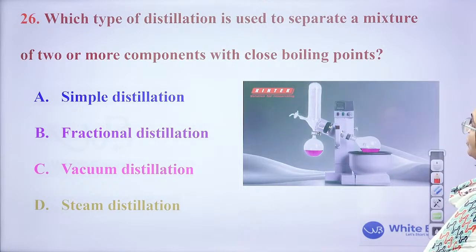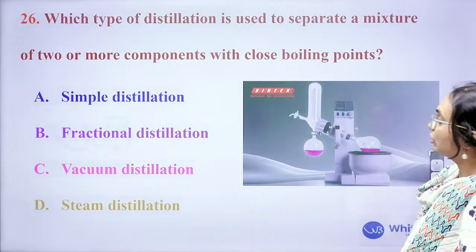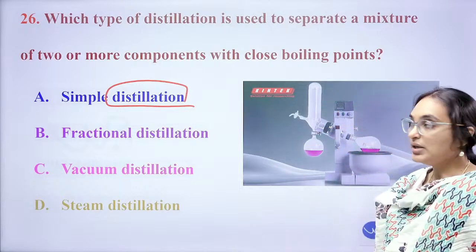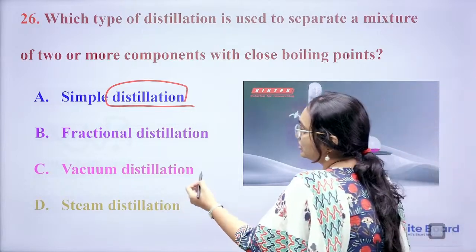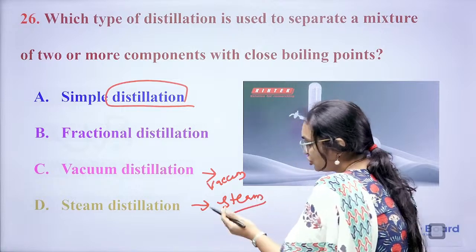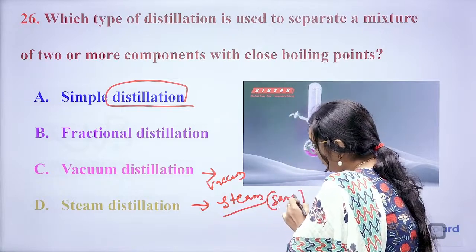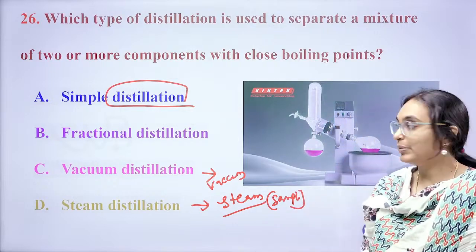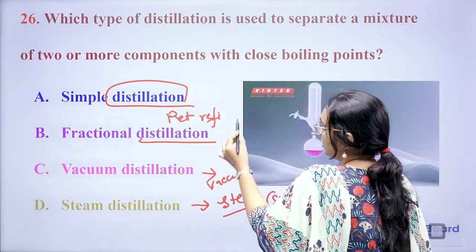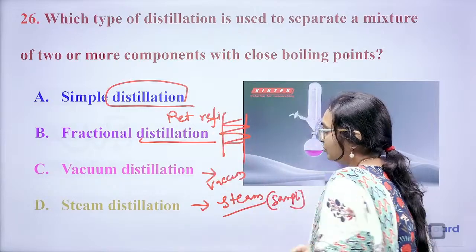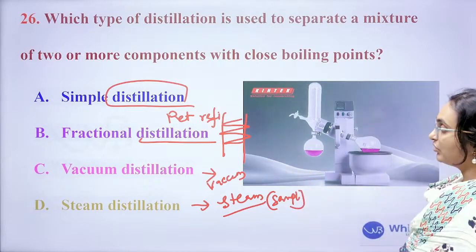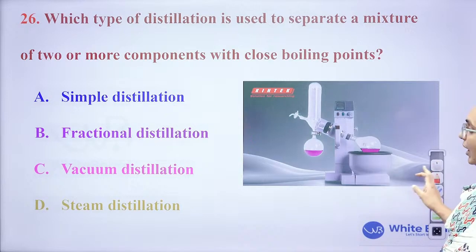Which type of distillation is used to separate a mixture of two or more components with close boiling points? Distillation is a process of separation of the mixture of liquids. Simple distillation, steam distillation, vacuum distillation, where you apply vacuum. Steam distillation means steam is passed into the mixture of the sample, and with that steam it gets boiled and separated. Fractional distillation is used in petroleum refineries, where according to the closest boiling points, they get separated into different fractions. So, the answer is fractional distillation, B.